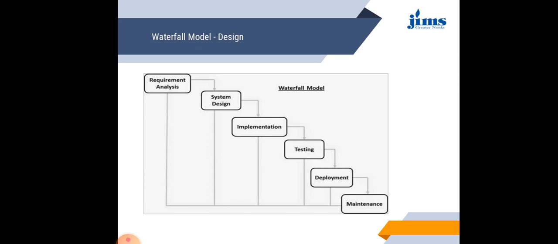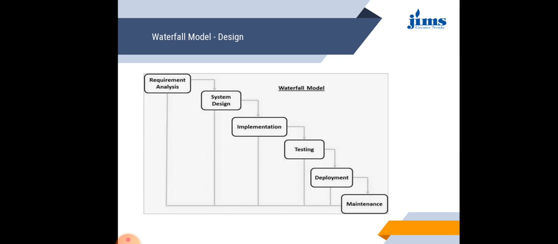So the first phase is the requirement analysis. In the requirement analysis, we analyze all the requirements and plan accordingly. Then we go to the system design, which is the second point. After system design, we have to implement the process, which means we have to develop our system. That is the implementation. Next is testing, so we have to test our system, and after that comes deployment and maintenance of our system. That's the process of the waterfall model.